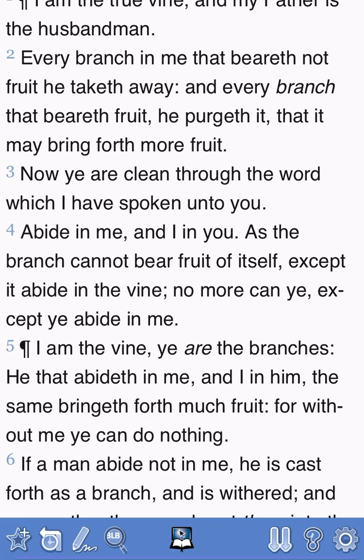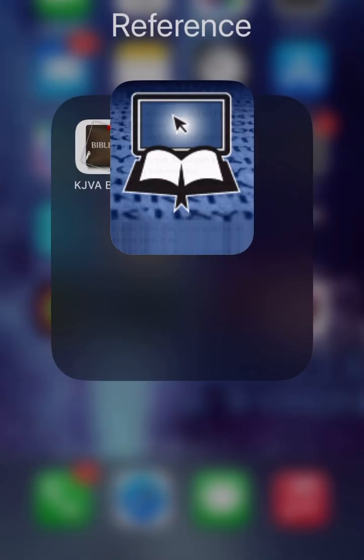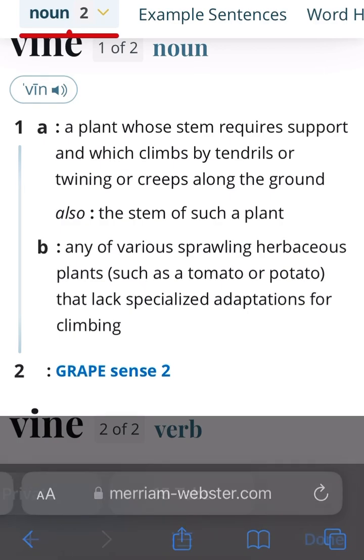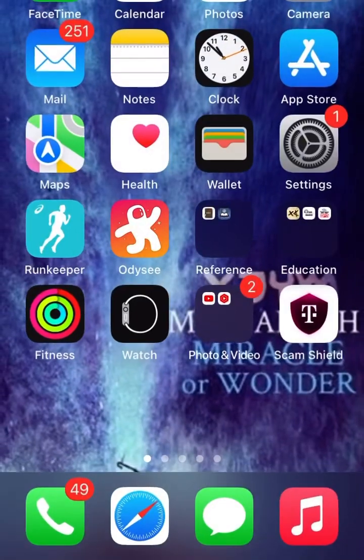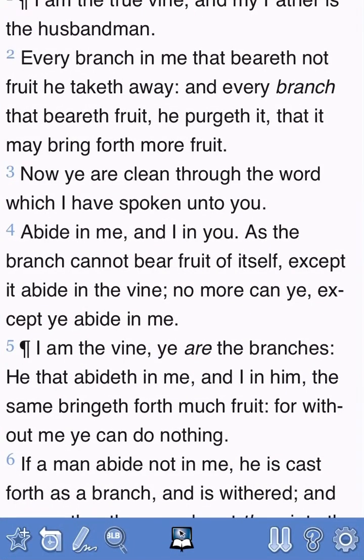So when you go into purging, essentially, when you purge something, the scriptures say that the elect will be tried as gold in a fire. So being purged is being cleansed. All right. It says that it may bring forth more fruit, continue to grow, because the ultimate job of a vine, like a physical, actual vine, it says a healthy vine can have a productive lifespan of over 50 years, producing an incredible crop of grapes harvest after harvest. All right, and the elect is likened to the grape of the cluster.